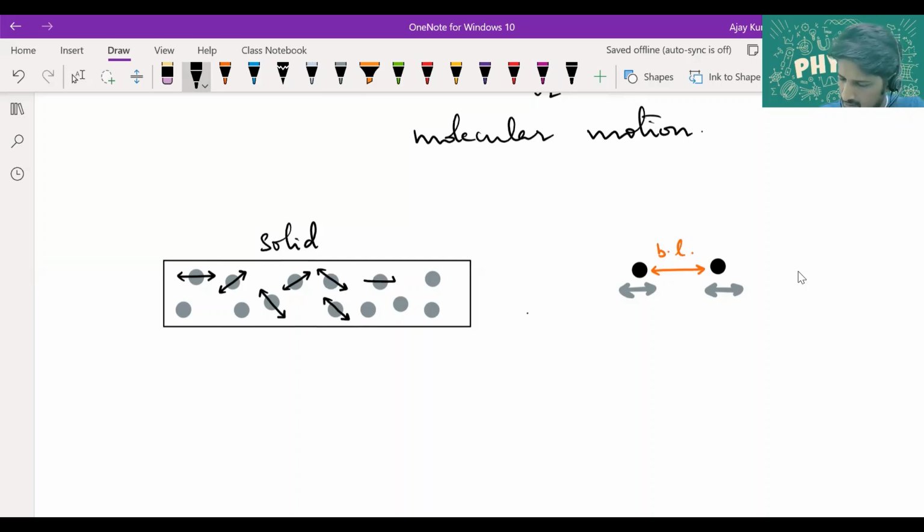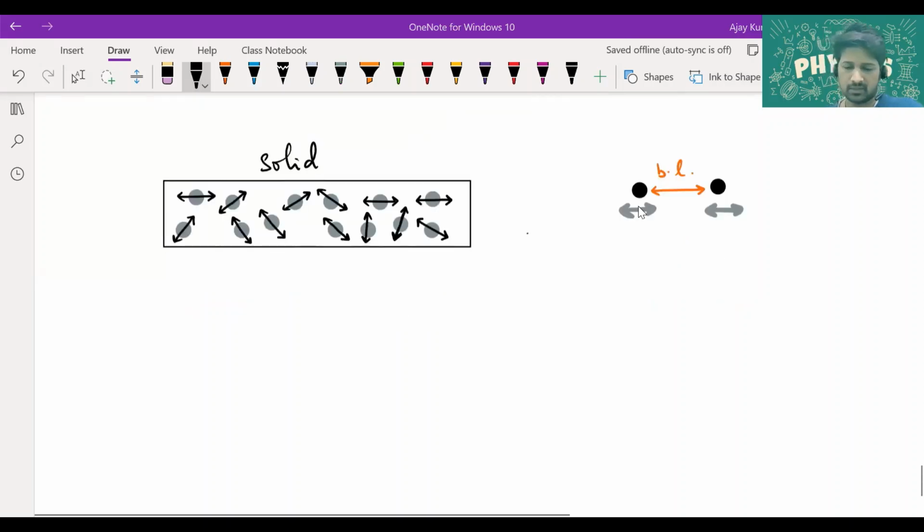Now, one of you tell me what should happen if the molecule wants to vibrate over a larger distance. What should happen to the object as a whole if molecules need more space to vibrate? Will it contract, expand, or nothing happens? If a molecule needs more space to vibrate, what should happen to the material as a whole? Obviously, it will have to expand. This is the exact reason for thermal expansion.